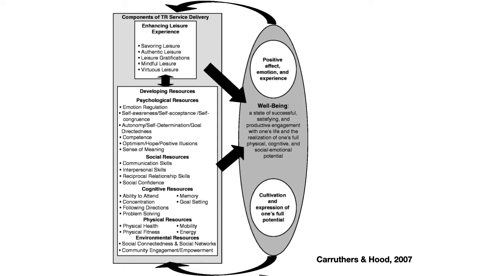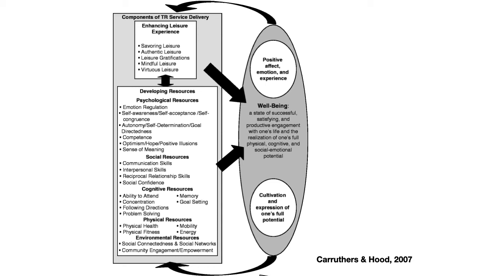So here's the diagram, which I've pulled from the Carruthers and Hood article where this was developed. And here we can see what this cycle looks like. On the left, we have components of the therapeutic recreation service delivery. There are some strategies for enhancing leisure experiences, so the way that these experiences can be enhanced in that service provision context. And then in that context, the goal is to develop these different resources. So these are concepts related to our psychology, our social interactions, the cognitive processes, our physical resources, and environmental resources. And these may look pretty similar to some of the other constructs that we just saw in the Indivisible Self.